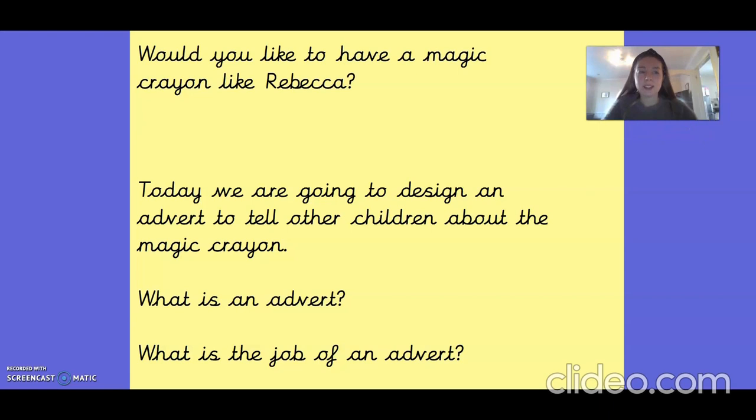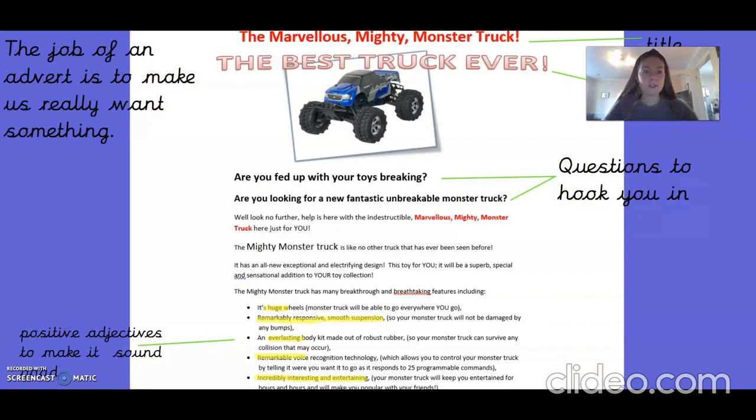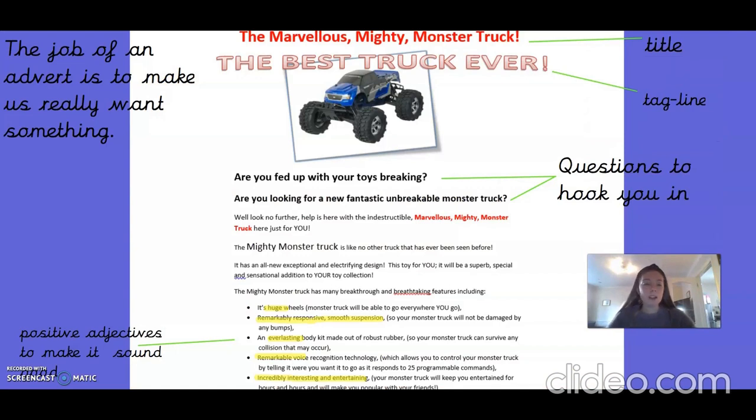Okay, so hopefully you have had a little think about what an advert is. So the job of an advert is to make us really want something. So we have adverts to try and convince us that we should buy something and that we should have something. And that is the job of an advert. So you might hear adverts on the radio. They might be telling you about something you could go and buy in the shop. You might see adverts on TV. There's definitely lots of adverts about lots of different toys that you could get your hands on. You might see adverts in shop windows telling you about what they've got in stock. And the job of all of these adverts is to try and persuade you and try and make you want to go and get this toy.